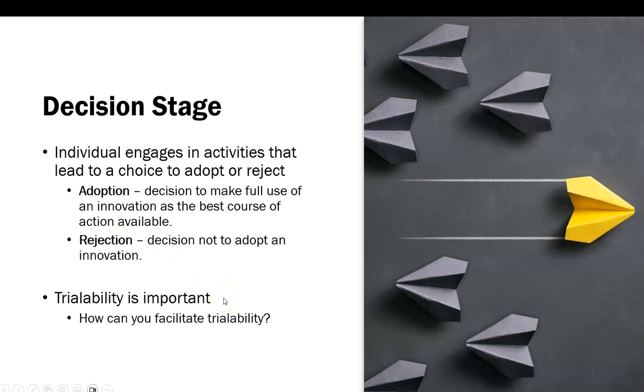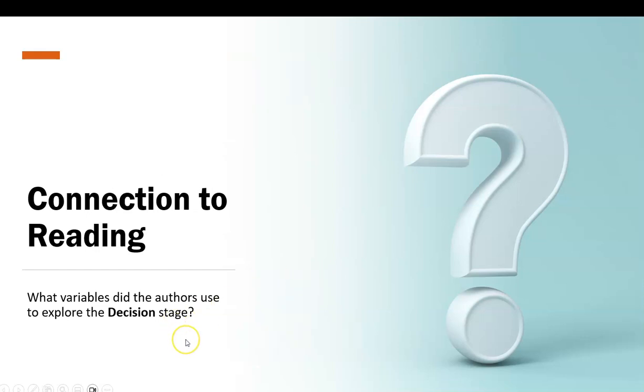A really important piece of this decision stage is trialability. We're going to talk about the attributes of an innovation in just a few moments. But I like to point this out because typically as a communicator, if you can help facilitate trialability, you can help people move past this decision stage. And we'll come back and talk about what trialability is. So again, final one, in the reading, the authors talk about variables they use to explore the decision stage. So go back and look at how they're using certain concepts to help determine how people are responding to the knowledge and persuasion and entering this decision stage.